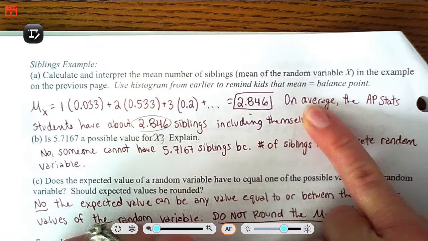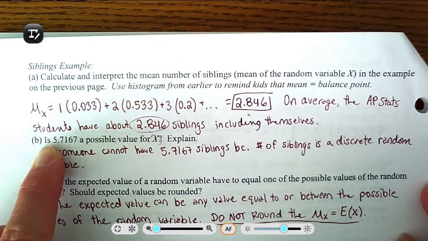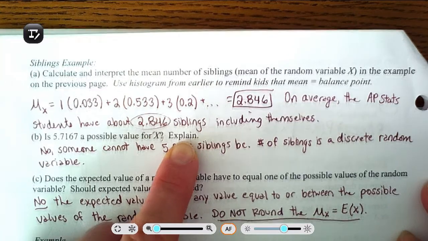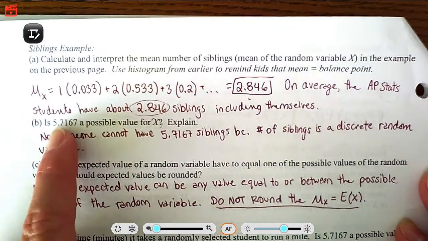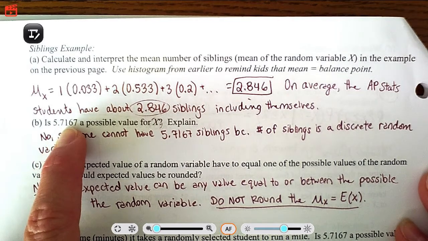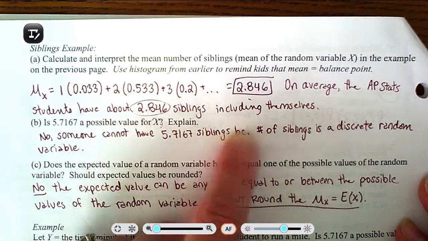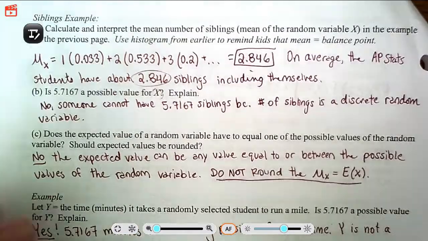So what did I say? On average and about. Is 5.7167 a possible value for X? Explain. No. This is the idea of a discrete random variable. We don't have values like that for number of siblings in this context. Someone cannot have that type of sibling count because number of siblings is a discrete random variable.